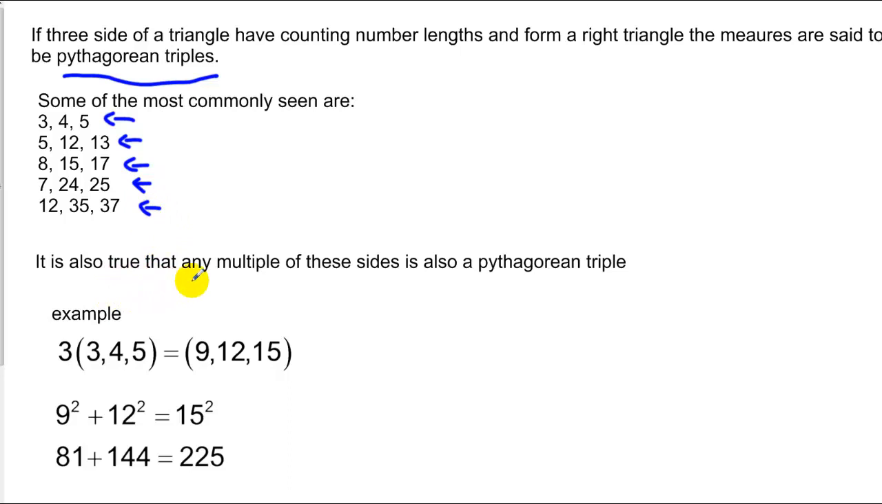Now, it's also true that any multiple of these is a Pythagorean triple. So we said 3, 4, 5 is a triple. Well, if I multiply all those by 3 and get 9, 12, 15, that's also a triple because I've got 9 squared, 12 squared, 15 squared, which is 81, 144, and 225, and those will all work.